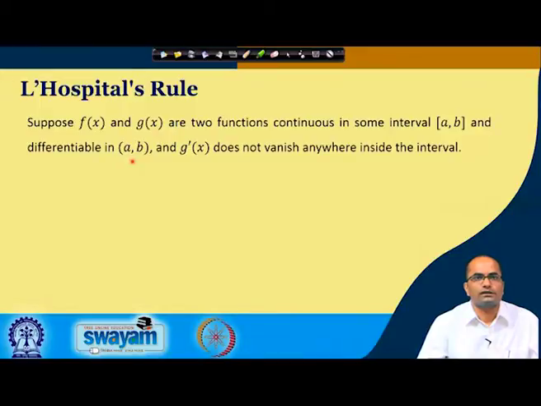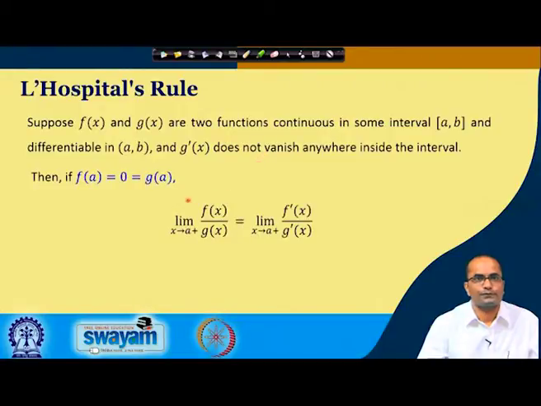So, what is this here? Let us go through it. Suppose f x and g x are two functions, continuous in the closed interval a b and differentiable in the open interval a b, and g prime, the derivative of g, does not vanish anywhere inside the interval. All these conditions are the conditions of the Cauchy mean value theorem, or the generalized mean value theorem, we have just seen today.